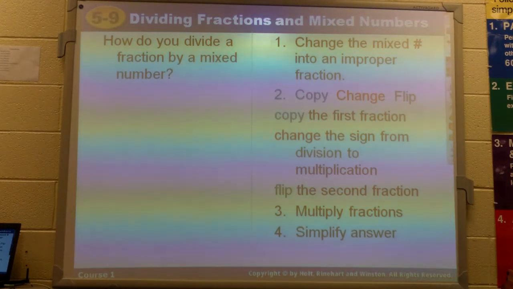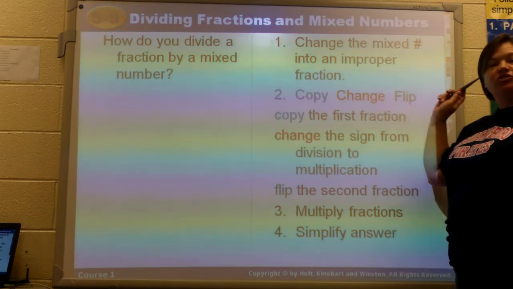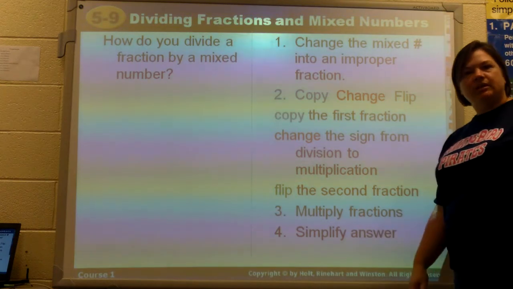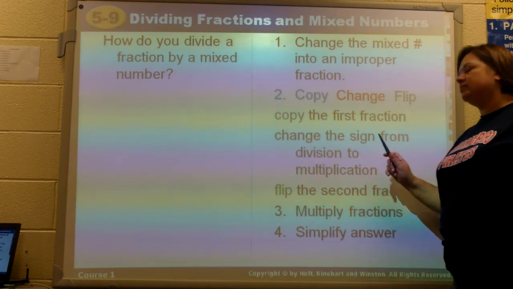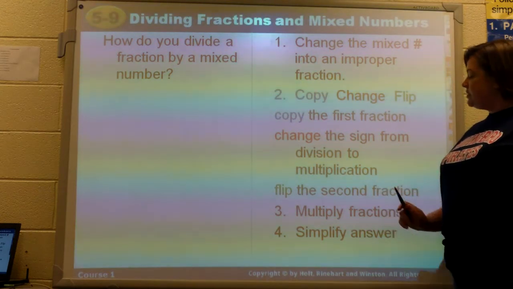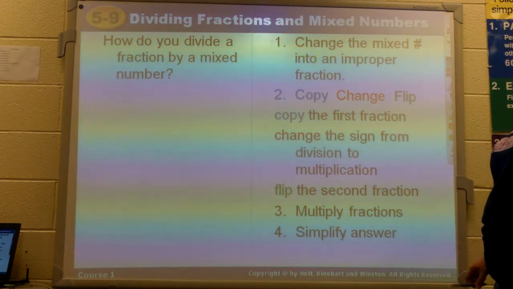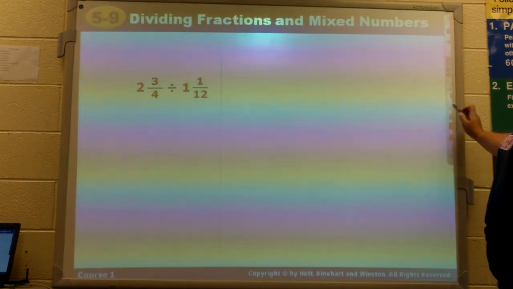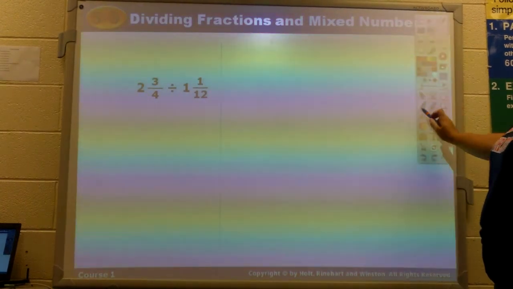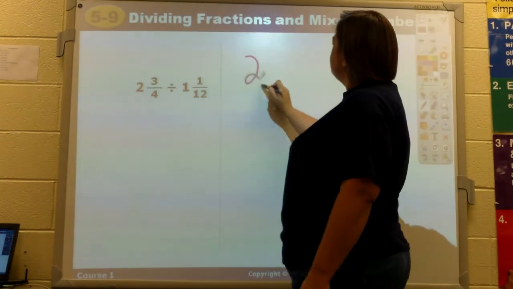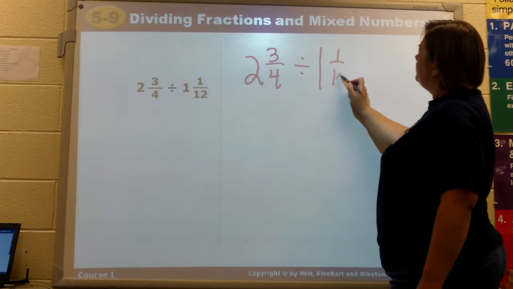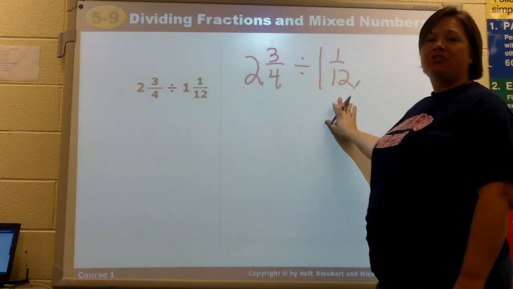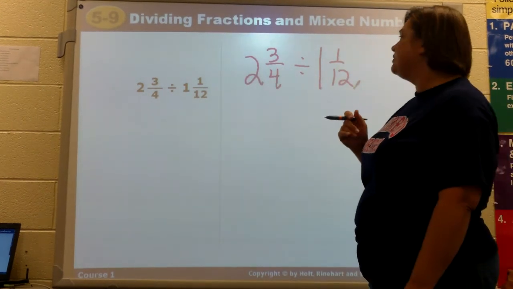To divide a fraction by a mixed number, you just change that mixed number into an improper fraction first, and then follow the same steps that we've been doing. Copy, change, flip. Copy the first fraction, change the sign from division to multiplication, flip the second fraction, multiply the fractions, and then simplify your answer. So for example, if we had 2 3/4 divided by 1 and 1/12, I first make these improper fractions so that I have two fractions that I'm dividing.